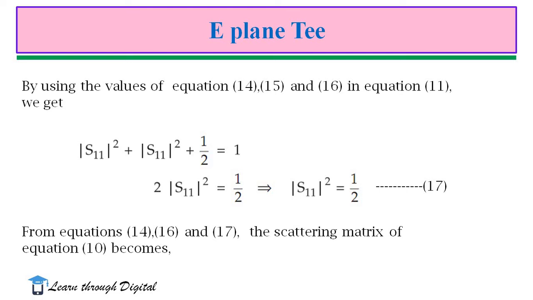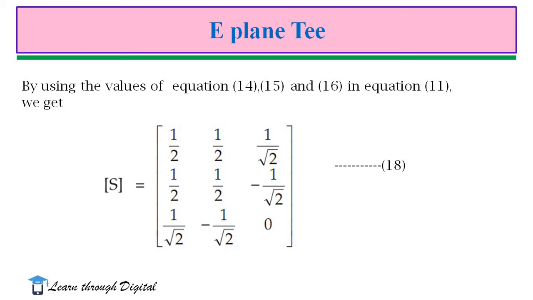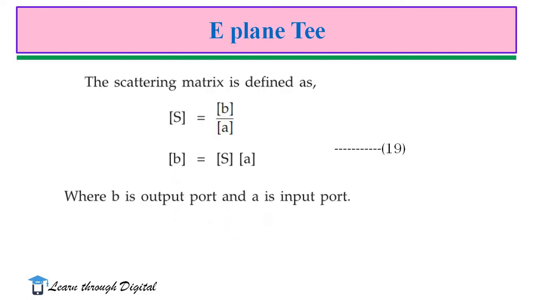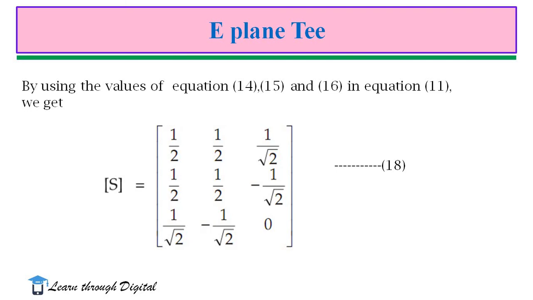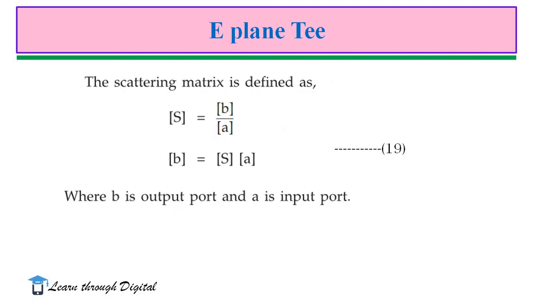So now we substitute the values in equation 11. We get S11 squared is equal to 1 by 2. So now we are going to substitute this. The scattering matrix becomes: the first row elements are 1 by 2, 1 by 2, 1 by root 2. The second row elements are 1 by 2, 1 by 2, -1 by root 2. Third row elements are 1 by root 2, -1 by root 2, 0. So this is the scattering matrix of the E-plane T junction.